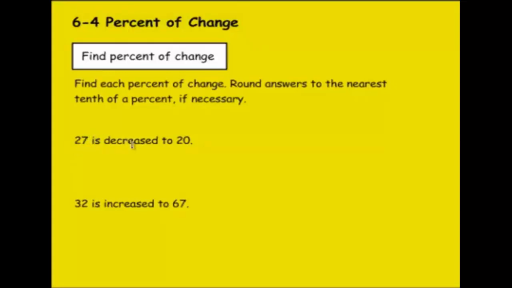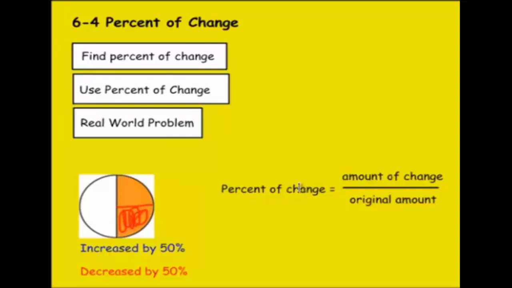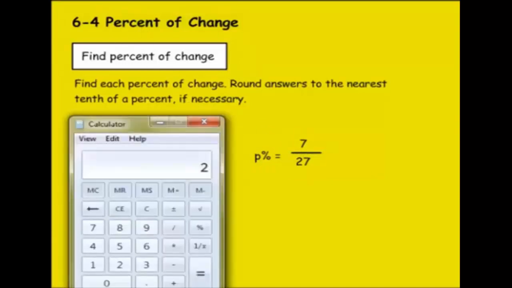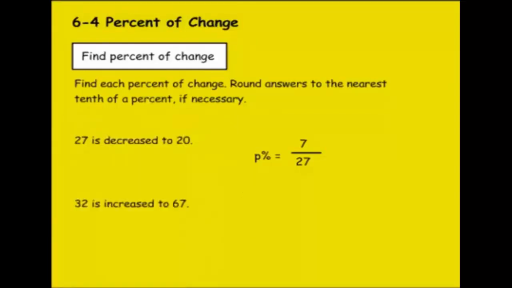So we have 27 is decreased to 20. So if we use our formula here, we need to find the percent of change, and that's the amount of change over the original amount. So here we saw it went down from 27 to 20. That's a difference of 7. Then the original amount was the first one here because that's the one that got changed. So we would say 7 over 27. We'll do P for percent change equals 7 divided by 27. If we solve that, that would be 0.259.